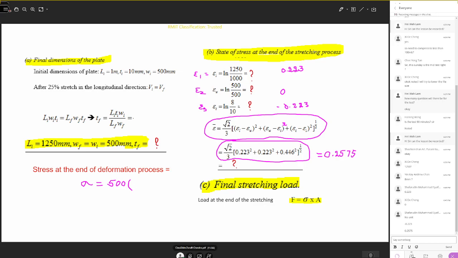So you can write 0.2575, so 0.2575 to the power of 0.4. So can you calculate the effective stress, guys? So please calculate the stress at the end of the deformation process from the given stress strain relationships. So for the plastic deformation.